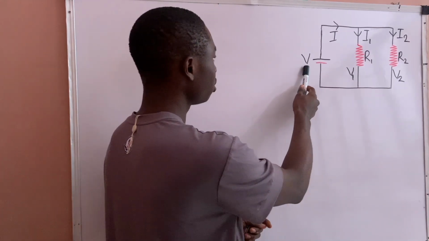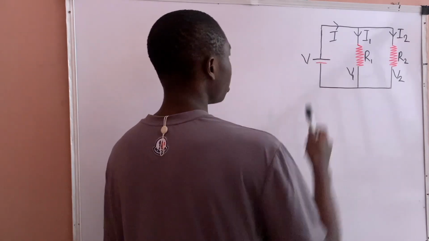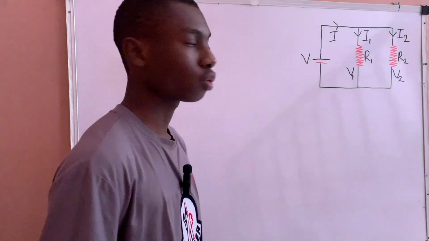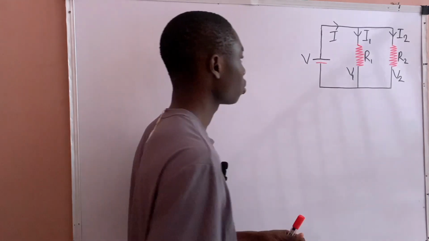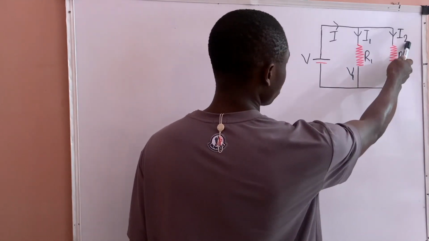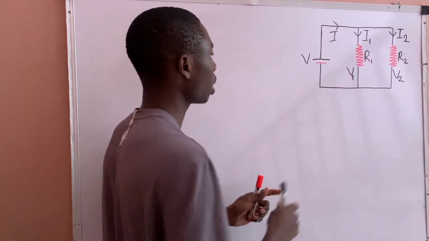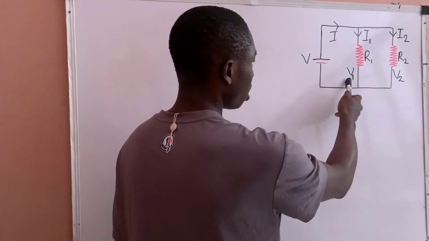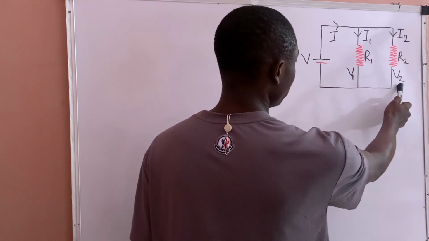So in the circuit above, we have resistor R1 and resistor R2, and also we have the supply voltage, which is V, and the supply current, which is I. The current that flows through resistor R1 is I1, and the current that flows through resistor R2 is I2. Also, the voltage that drops across resistor R1 is V1, and the voltage that drops across resistor R2 is V2.